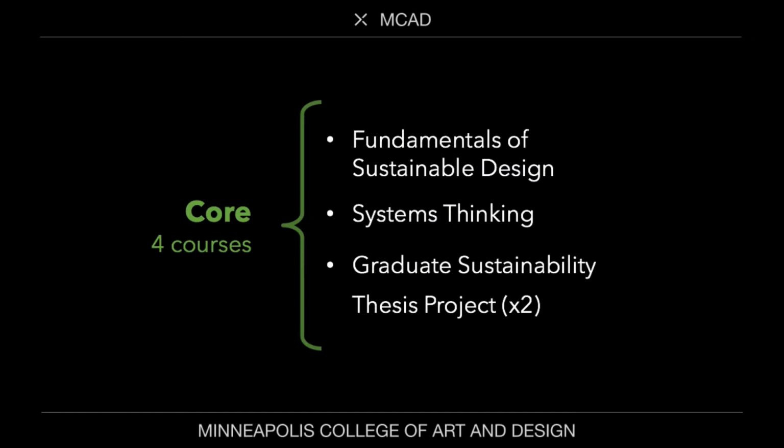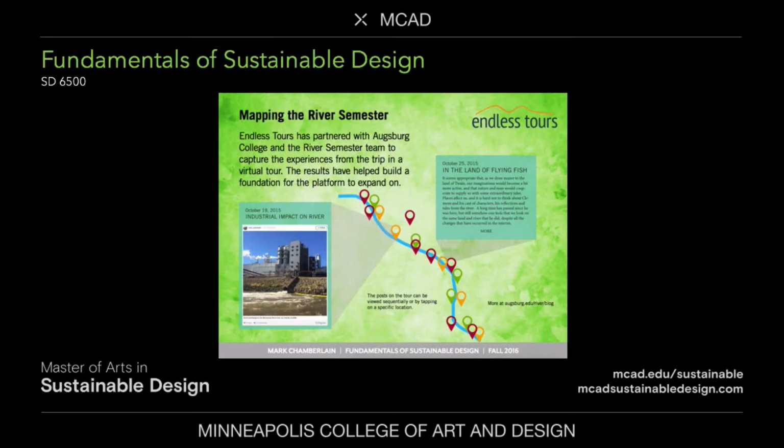The 4 core courses you'll take are fundamentals of sustainable design, which makes sense, of course, and systems thinking, which is really core to everything we do. You take those 2 at the beginning of your program, and at the end of your program, you take graduate sustainability thesis project. You take that twice, so that's the total of 4 courses. So let me show you a little bit about what you do in these courses.